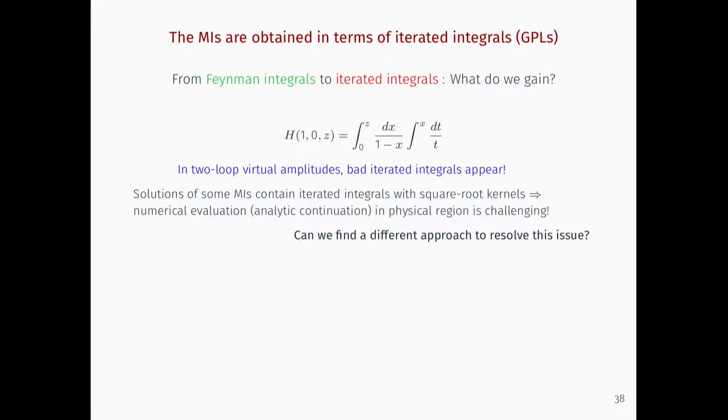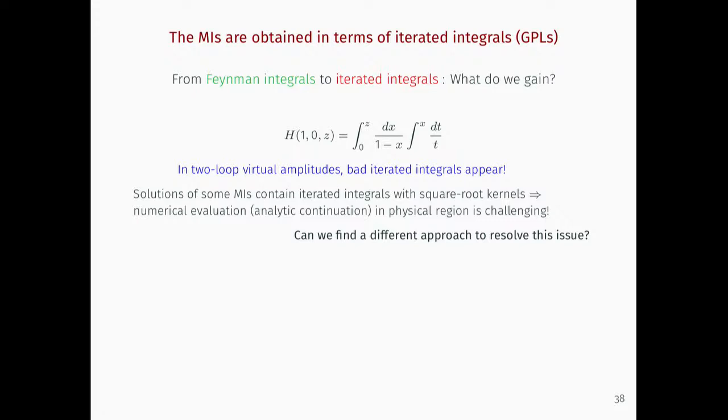And an example of how a polylog looks is like this. I mean, this is a one-dimensional integral, right? 1 over t and 1 over 1 minus x. But unfortunately, for the two-loop case, not all of them look like this. There are things where this 1 minus x is replaced by a square root.